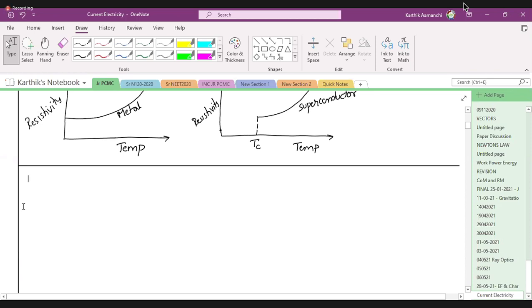Over. Yes, sir. Shall we go to the next concept? So you said alpha is the coefficient of resistivity. Okay.